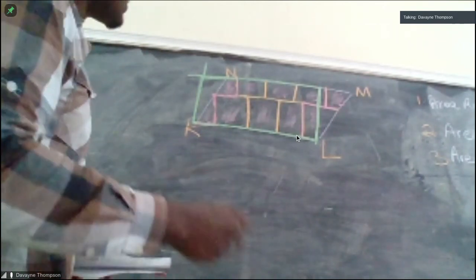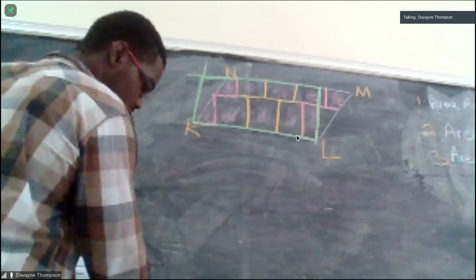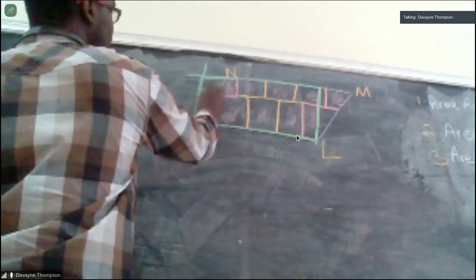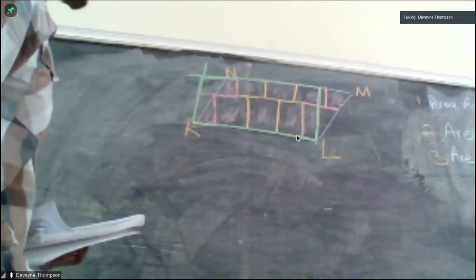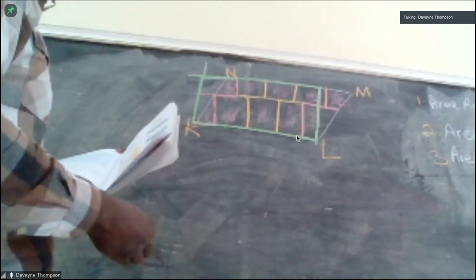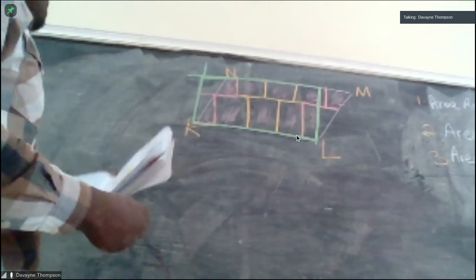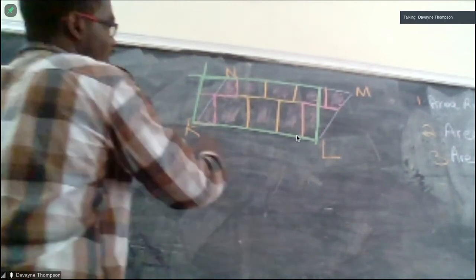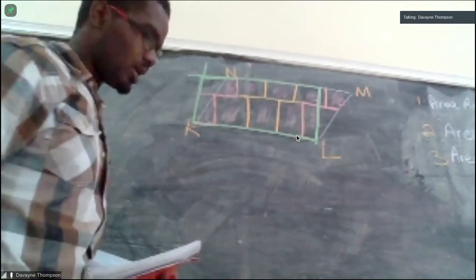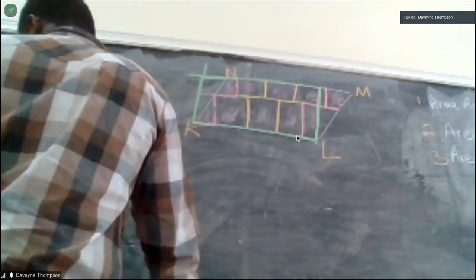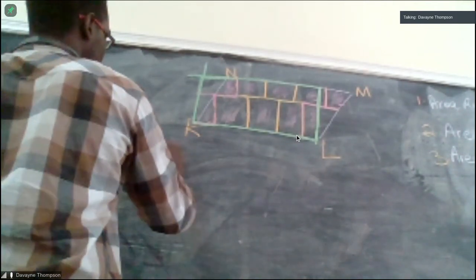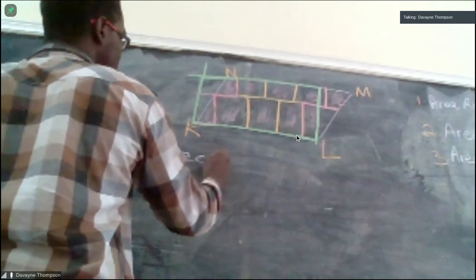And what we're going to do now is extend these to form fully fledged shapes. And now we're going to count how many squares we have. When you're counting the squares, you would just find the area of the rectangle, and that will give you the area of the parallelogram, so to speak. So write this down: the area of this rectangle.